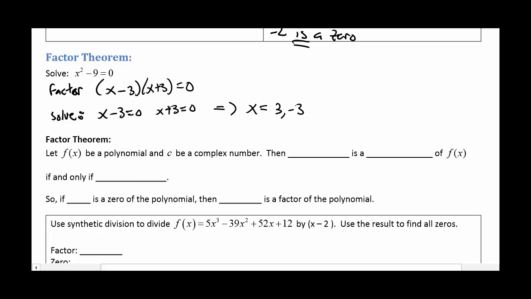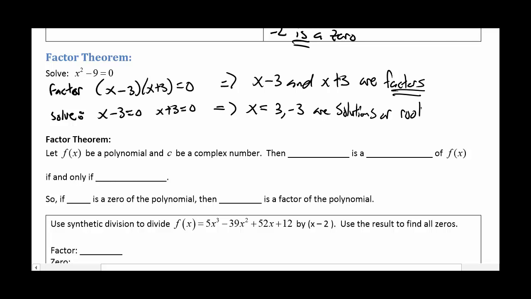Right? Now, let's kind of remind ourselves some things. So when we factored, x minus 3 and x plus 3 are factors of this polynomial, whereas 3 and -3 are solutions or roots of this polynomial. In other words, it's different clothing, but it's the same idea between the expression and the number form.